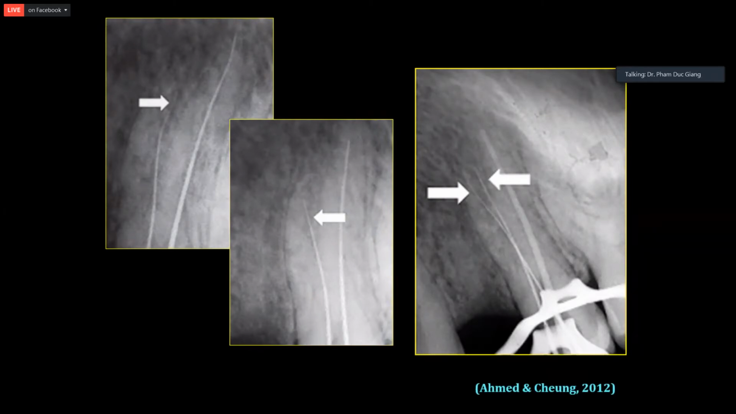Tiếp theo, một trường hợp thực tế bác làm rồi, thì khi ở chân răng ngoài ấy, bác đưa file vào, có thể có hai cách để đưa file này vào, nên bác nghi ngờ có hai ống tủy, và đây là hình ảnh.